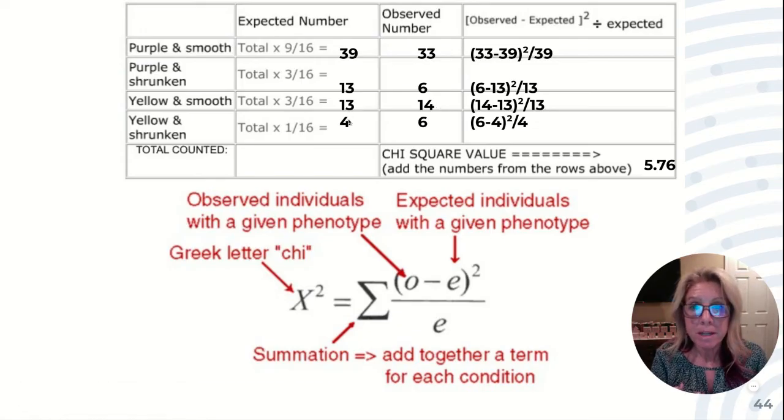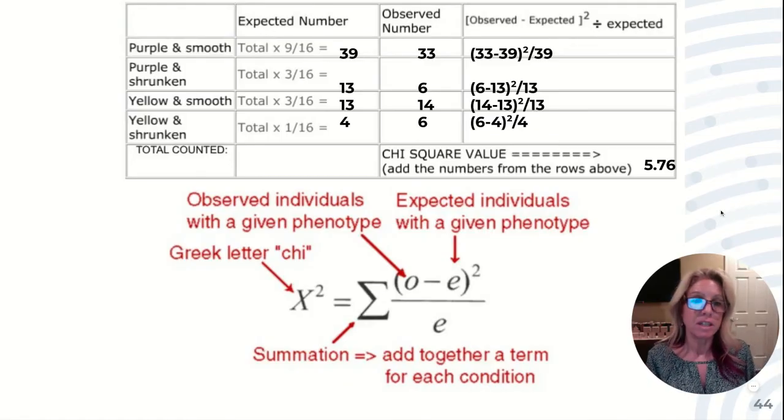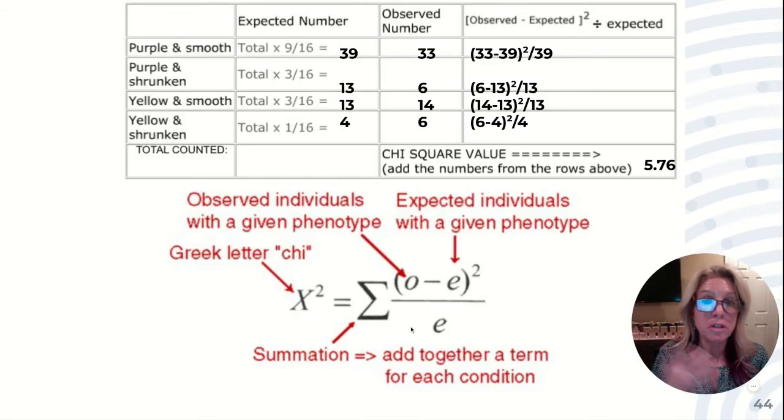So here's my expected numbers. Here's what I observed when I counted them. Observed minus expected squared over what I expected. I do the math for all of that. I added it up and I got 5.76 for my chi-square value. Now I need to know, is that chi-square at 5.76, is that a concern? Is this normal Indian corn, or is this some sort of mutant Indian corn? Is there some other factor?